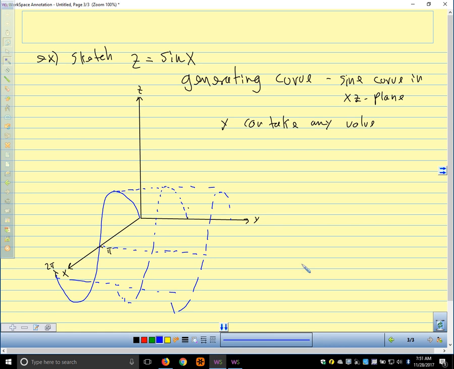So this looks like a corrugated roof. Sort of like a scroll, but it would continue. It would be infinite in this direction, infinite in that direction. So it's like a corrugated tin roof, or the layers between the layers of corrugated cardboard. So in general, this is going to be more or less how you're going to sketch a cylindrical surface.